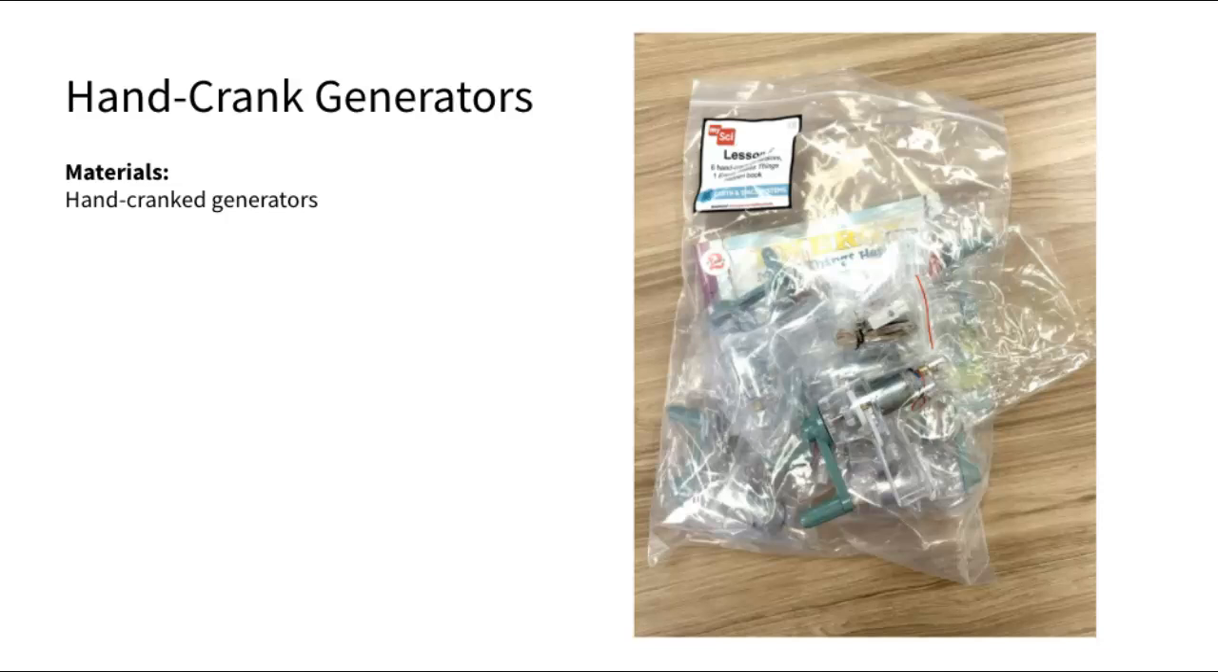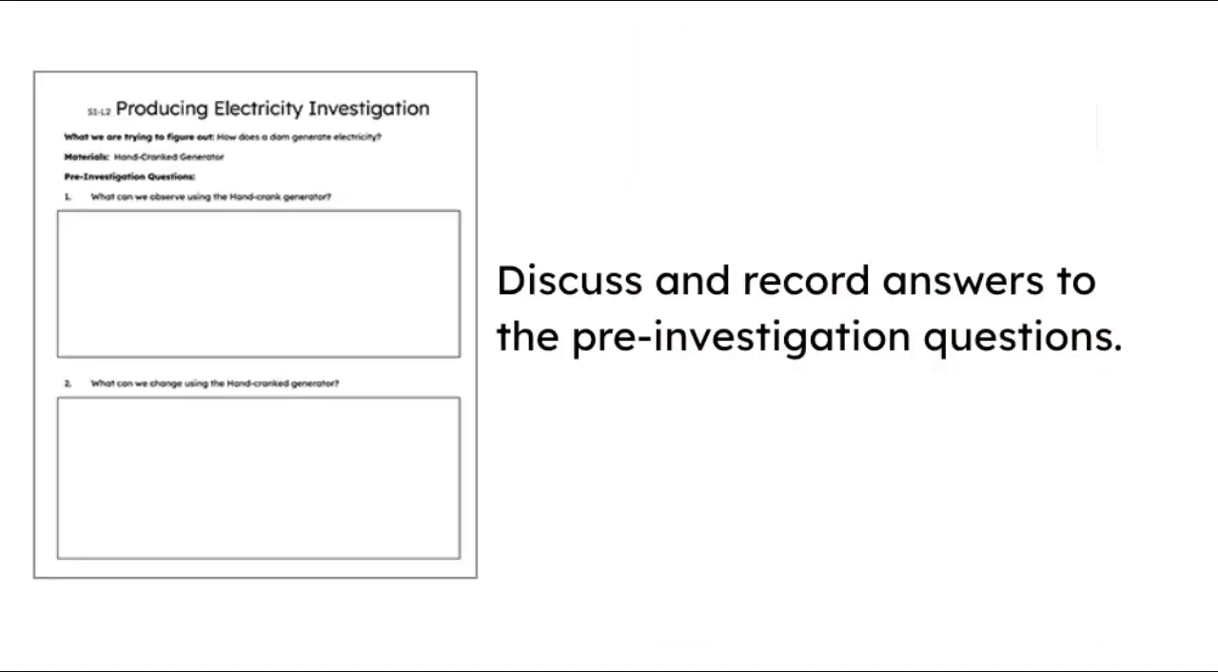Pause this video to review the needed materials and photos showing items you can find in your kit for the activity. You'll provide students with the Producing Electricity student journal page. You'll review the investigation question, materials, and guide students to discuss and record answers to the pre-investigation questions. During the investigation, students will turn the generators at different speeds and take notes of the electricity produced.